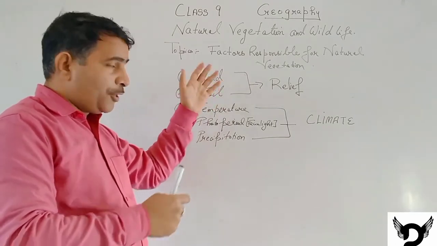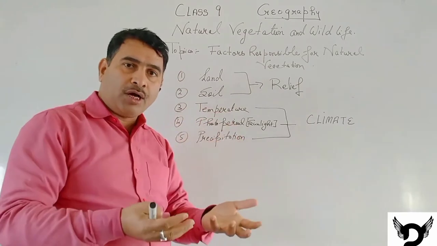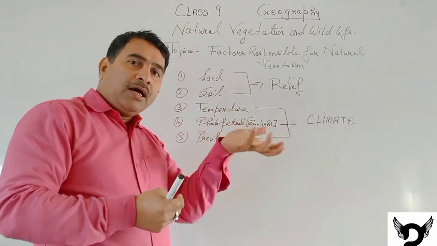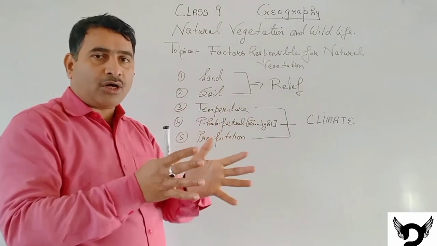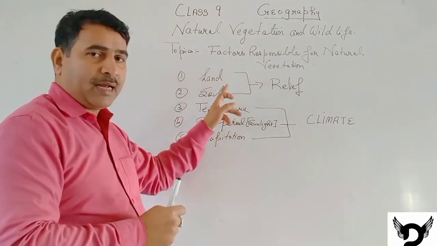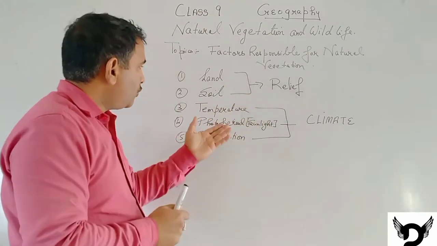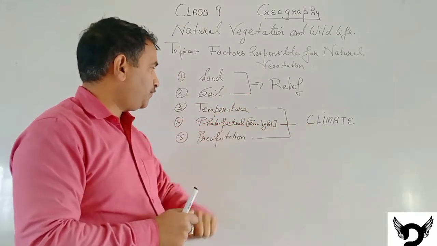According to the landform, the soil type also depends. In plains, alluvial soil; in mountains, mountain soil; in deserts, arid soil. So these types of soils are also dependent on the land. So different types of land and different types of soil affect the growth and nature of plants. Understood? So the next topic is climate.